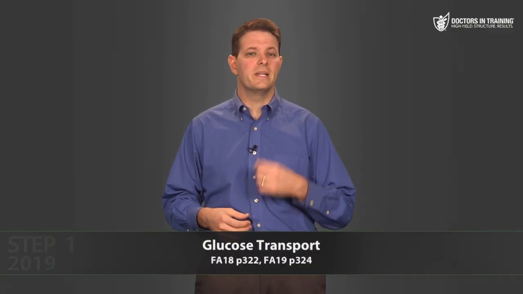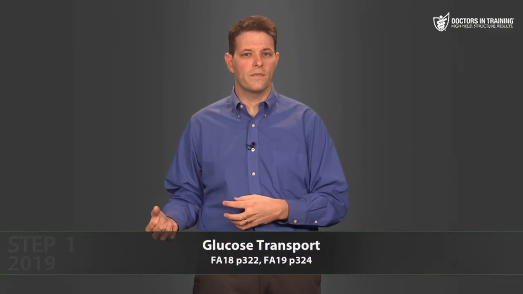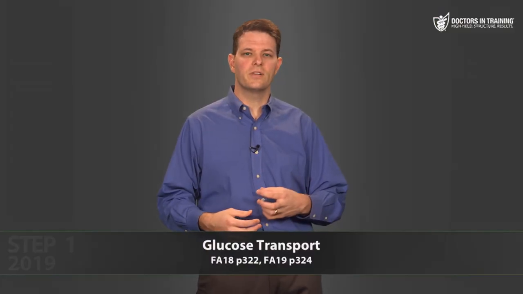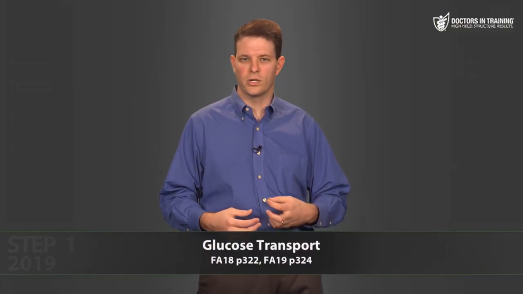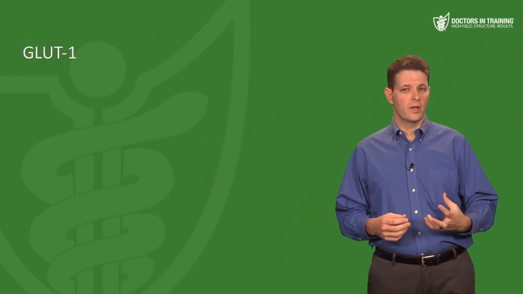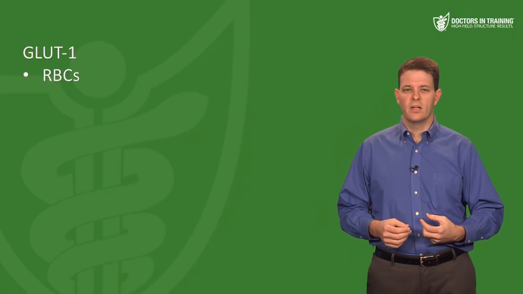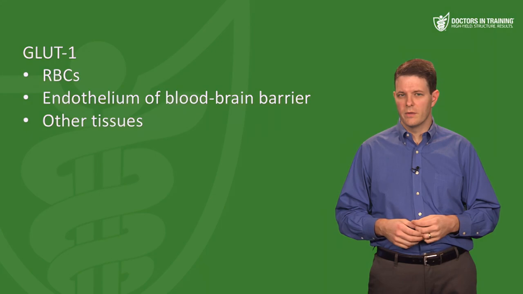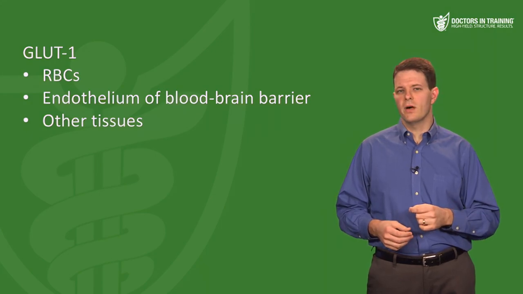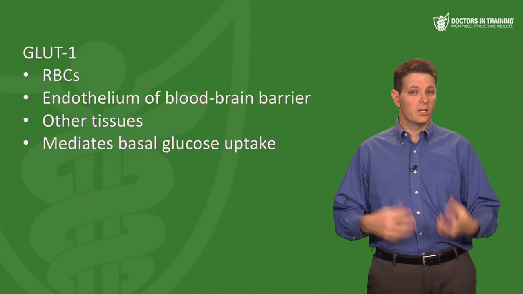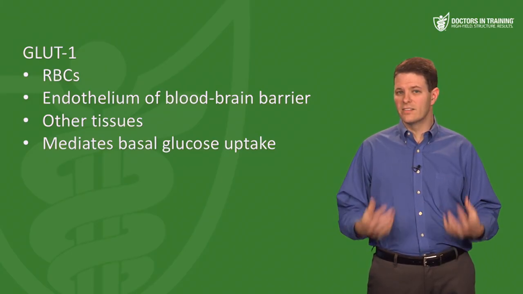Before a cell can begin to metabolize glucose, it has to transport that glucose from the circulation into the cell. Now, this occurs via one of several different types of glucose transport proteins, which are called GLUT proteins, or glucose transporters. There's GLUT1 transporters, which are found on red cells and also in the endothelium of the blood-brain barrier, in addition to other tissues. But GLUT1 is the transporter responsible for low-level basal glucose uptake, which allows cells to take in glucose regardless of whether or not insulin's around.